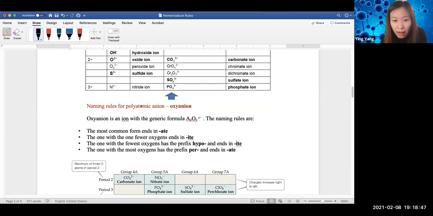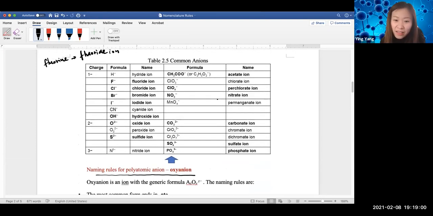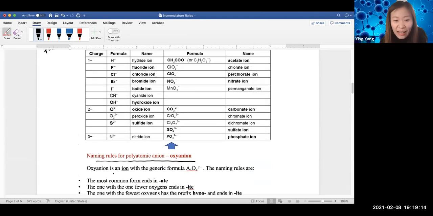Naming rules for polyatomic ion. Usually they call it oxyanion, because oxy, as it indicates, is something related to oxygen. If you look at all these polyatomic anions over here, they all have one thing in common: they all contain oxygen atoms in them. So they're also called oxyanion. They have a general formula which looks like this. That Z minus, it should actually be here as a superscript, that indicates the charge.